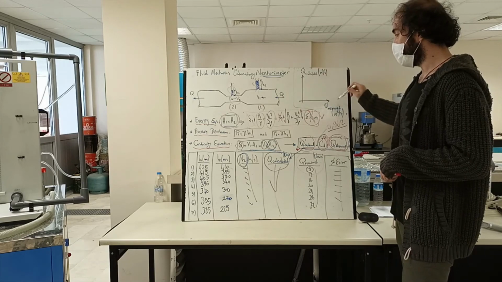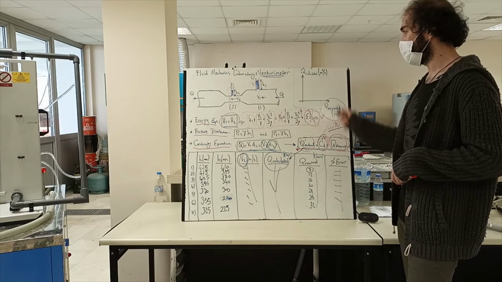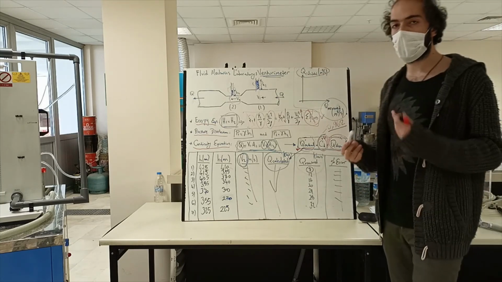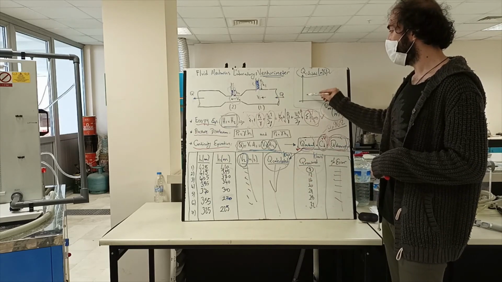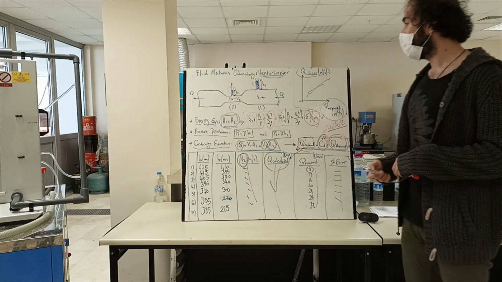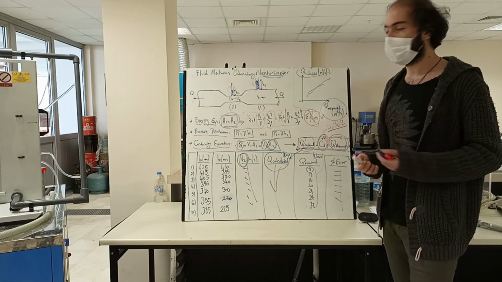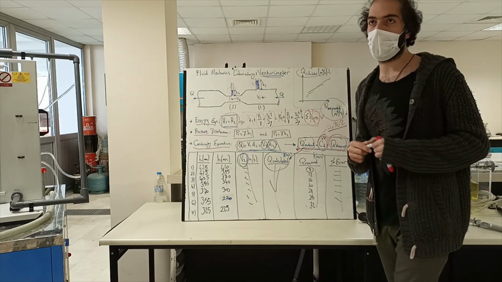In this graphic, the x-axis, the horizontal axis, is the Q measured, which is in meter cubes per second, and the y-axis, the vertical axis, represents Q calculated, which should also be in meter cubes per second. And you will draw the graphic showing a comparison between the calculated and measured ones. That's it. That is the end of the experiment.